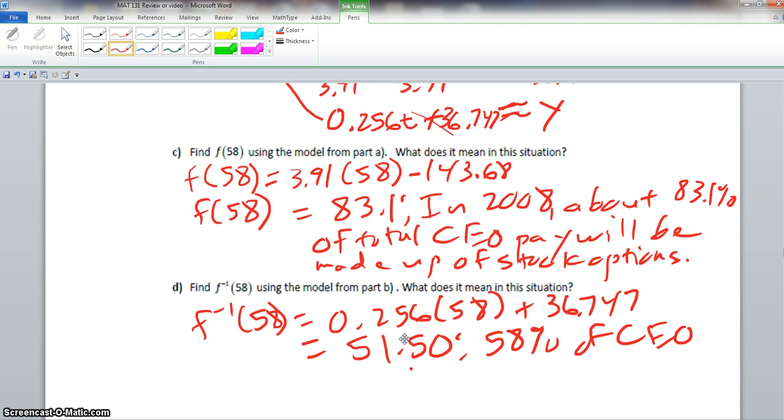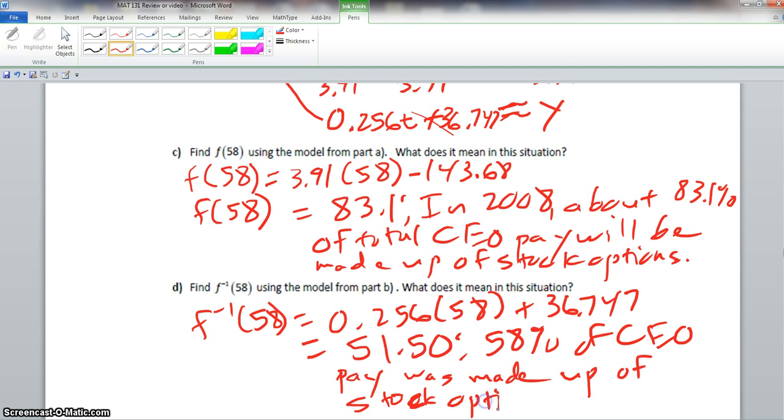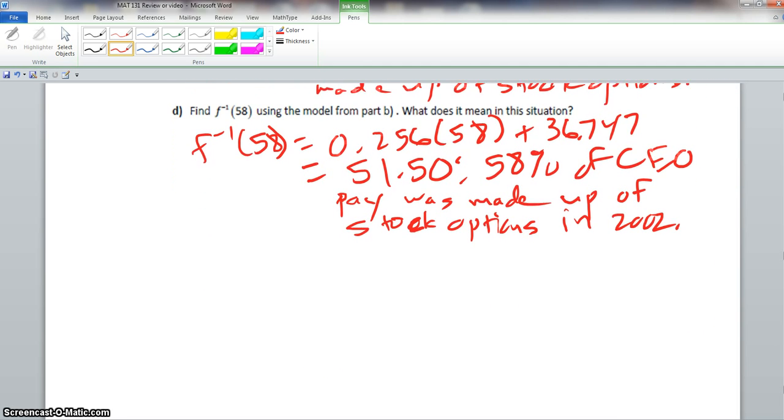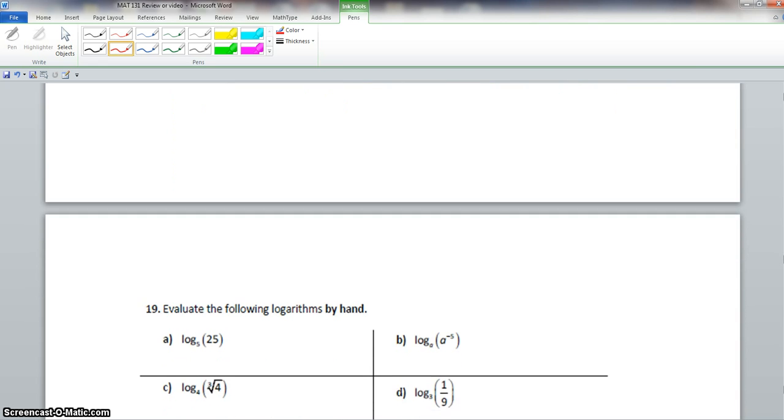Okay, picking up where we left off, we had 58% of CEO pay was made up of stock options in 2002. Okay, now we scroll down here to our next problem.